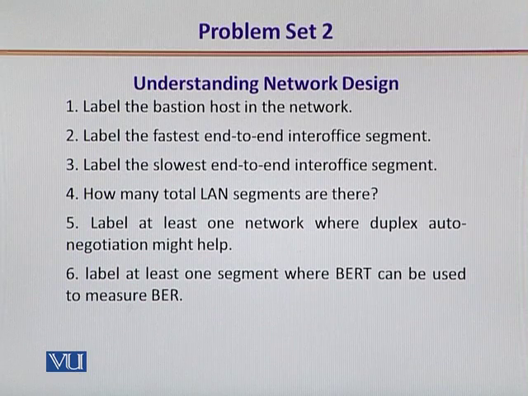Then you should also be in a position to go deeper in the understanding of the network given to you. For example, can you identify the bastion host in the network? Can you label the fastest end-to-end intra-office segment, the slowest one? How many total LAN segments do you see here? Can you label at least one network where duplex auto negotiation between the networking devices can actually help? And can you also identify the segment where bit error rate tester can be used to measure the bit error rate?